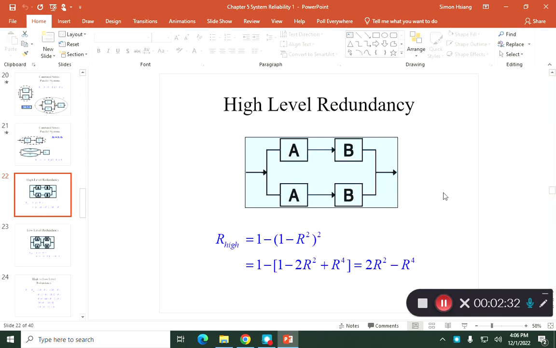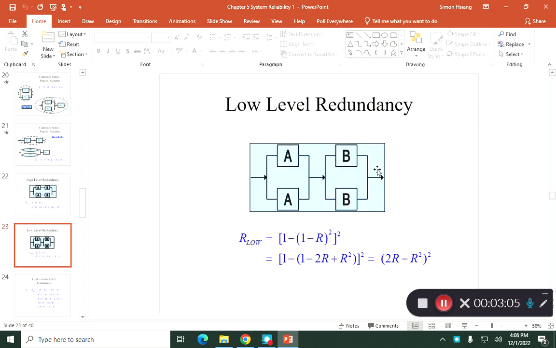Okay, let me just, if one of these fails, the system will fail, right? The upper level, A fails or B fails, the system fails. The lower level, A fails or B fails, the system fails. But if the top one or the bottom one is working, then the whole thing is working. So 1 minus the failure squared, and this becomes the high-level redundancy system.